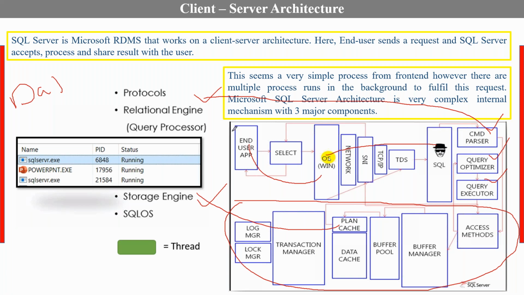Whenever you are connecting to your SQL, it will connect to the operating system via network. It will connect to the SQL. Then it will connect to the relational engine. Then it will go to the database engine, and it can process your request. Clear, everyone?